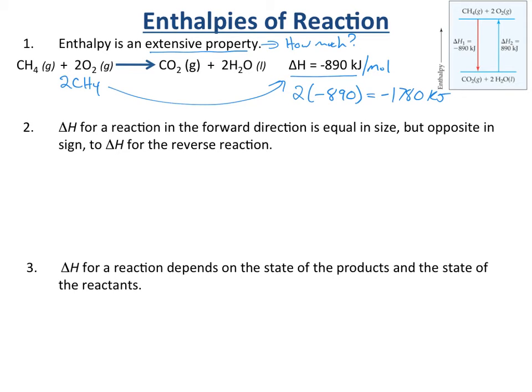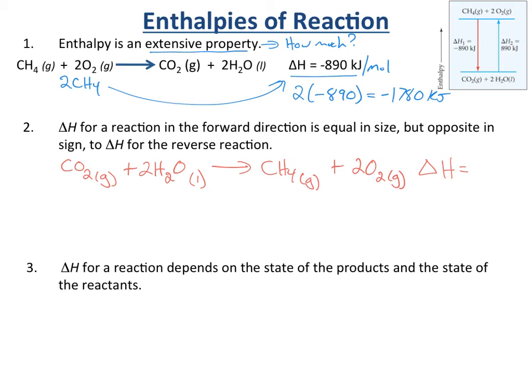The second important rule is understanding that when we talk about the enthalpy of a reaction, in the forward direction it's going to be equal in size, but opposite in sign, to delta H for the reverse reaction. All this means is if we write the above reaction backwards, where carbon dioxide gas plus 2 H2O liquid is producing 1 mole of CH4 gas and 2 oxygen gas molecules, and we look for the delta H of this reaction, the fact that we've flipped it over means that now this is going to be positive 890 kilojoules.